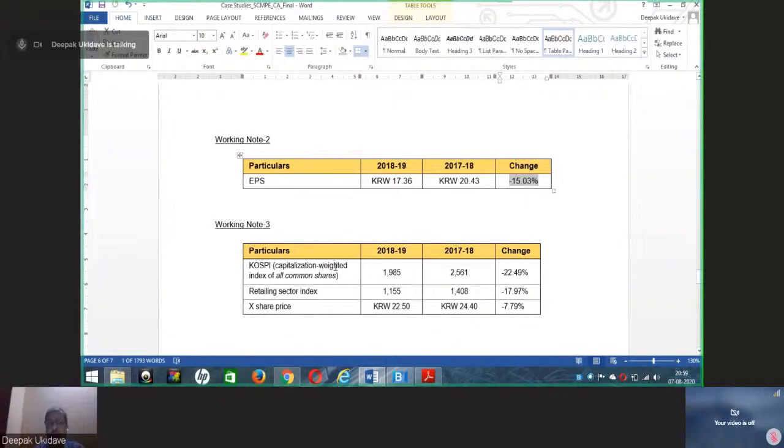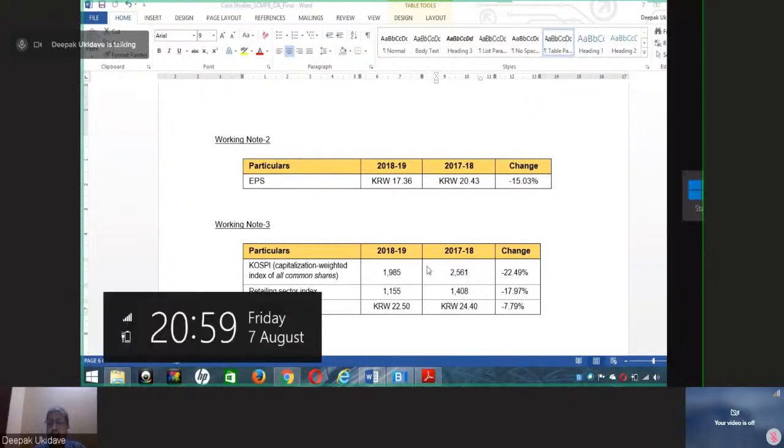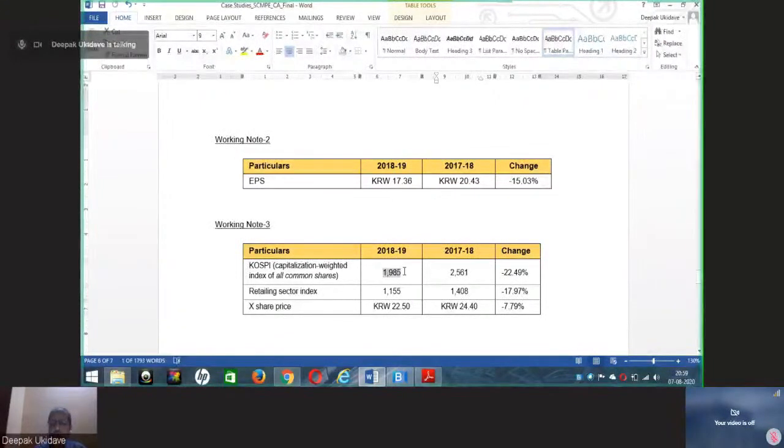So you can see the capitalization weighted index of all common shares, that is a weighted average index of all common shares. Last year it was 2561. It has reduced to 19.85. So that means it has gone down by 22.49%. Very alarming decrease. Whereas retailing sector index has gone down by 17.97%. So that means current year 1155 and last year 1408. So retailing sector index has gone down by around 18%, and market all common shares index has declined by 22.49%.